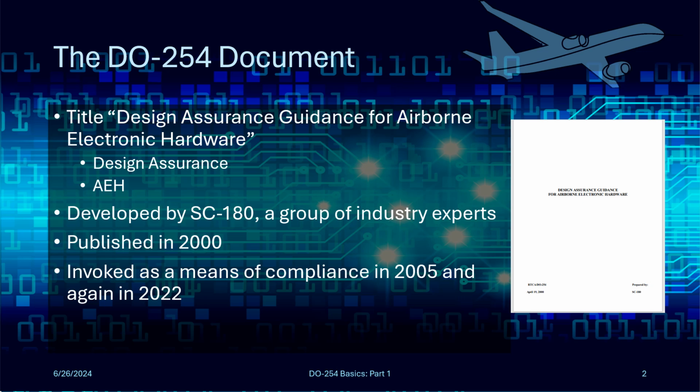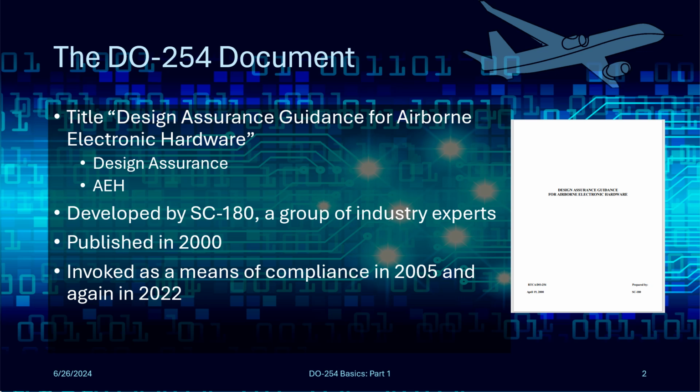Okay, let's start at the very beginning. DO254 is a document. The document title is Design Assurance Guidance for Airborne Electronic Hardware. Now there are 2 things I want to point out in that title. First, the words design assurance. What does that mean? Basically it means developing the hardware to an acceptable level of safety. Second, the words Airborne Electronic Hardware, which is often referred to by its acronym AEH. You hear AEH, think hardware. This document applies to electronic hardware, AEH, that is intended for airborne functions. In other words, in aircraft.